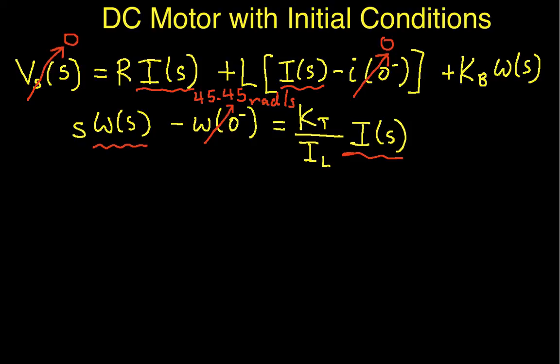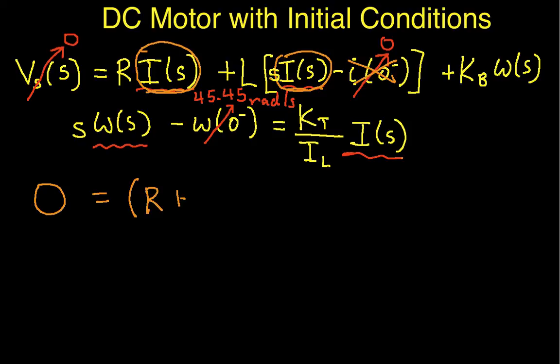So the first thing to do is to solve this upper equation for I of s. And the way I can do that is, I notice that I have an I of s term here. I have another I of s term here. This term is 0. And it turns out that I've also done this incorrectly. There should be an s right there. If you go back to the first video and check, you'll find that there is indeed an s right there. So what I'm going to do is factor out these two I of s's and see what I get. When I do that, I get 0 is equal to R plus SL times I of S plus K sub B omega S.